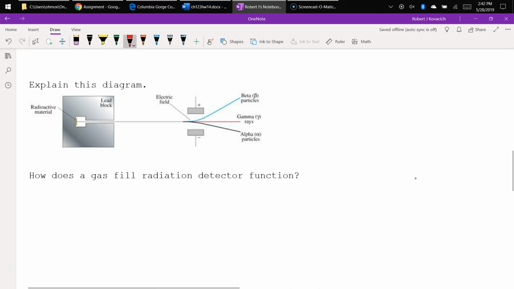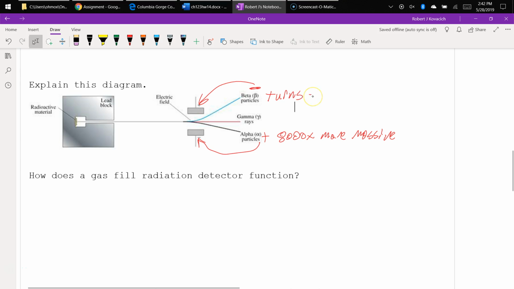All right, so the beta particle is negatively charged, so it's going to be attracted to the positive. The alpha particle is positively charged, so it's going to be attracted to the negative. This is about 8,000 times more massive. So this has less momentum, so it can more easily be turned. And this doesn't move because there's no charge.